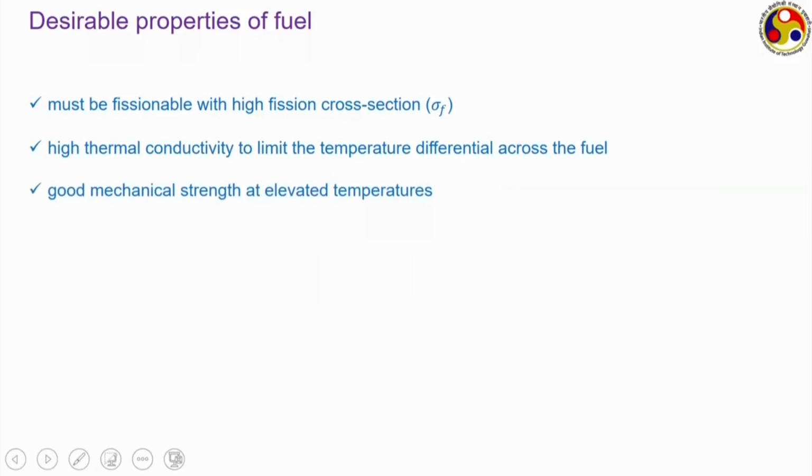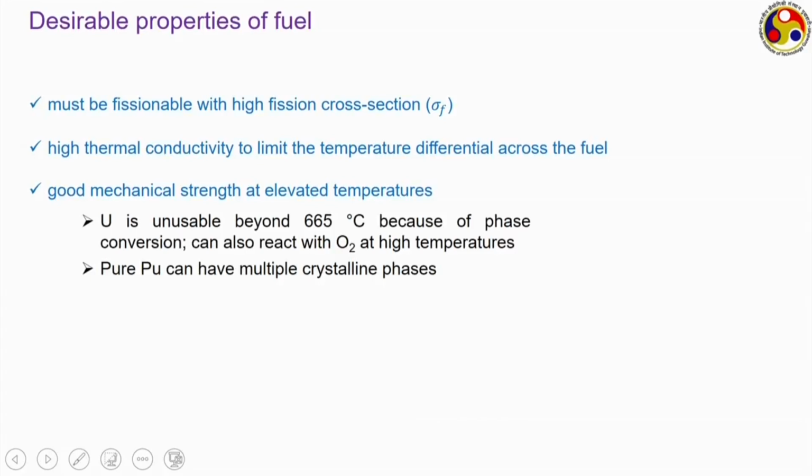At higher temperature, the fuel should have sufficient mechanical strength so that it can maintain its own shape and doesn't get deformed. Uranium is unusable beyond 665 degrees Celsius because uranium can have several crystalline phases like alpha, beta and gamma phases, and beyond 665 degrees Celsius there is a transition from the alpha phase to the beta phase. Uranium can also react with oxygen at high temperatures and get oxidized. And another problem with plutonium as pure fuel is it also has several crystalline phases, and therefore it is not suggested to be used at high temperatures or at least high core temperatures.